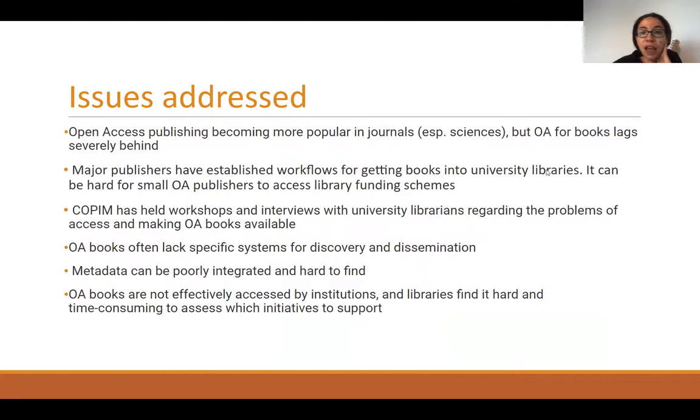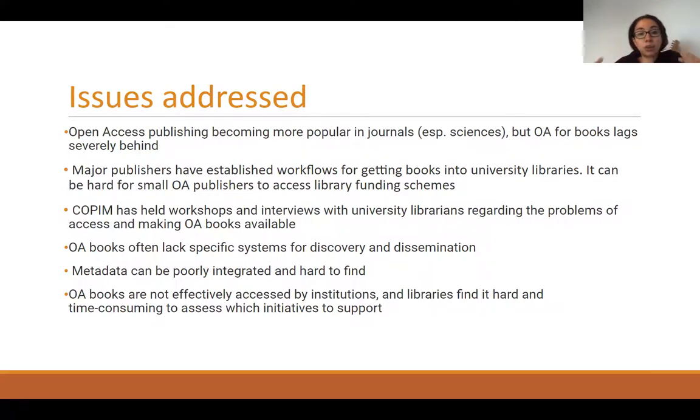So now I'll come back to the work package that I'm talking about today, revenue infrastructures and management platform. Our remit is to build a collective and build a system or a platform through that collective to better manage the revenue and distribution and allow libraries and publishers to come together to fund OA books. What we're addressing is the fact that as OA publishing becomes more popular in journals, books are lagging severely behind. Major publishers already have the workflows for getting these books into libraries, and it's hard for small open access publishers to access those library funding schemes.